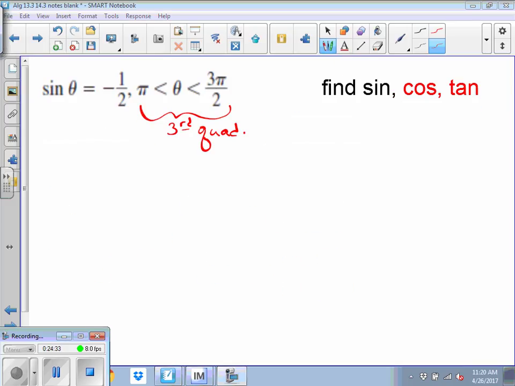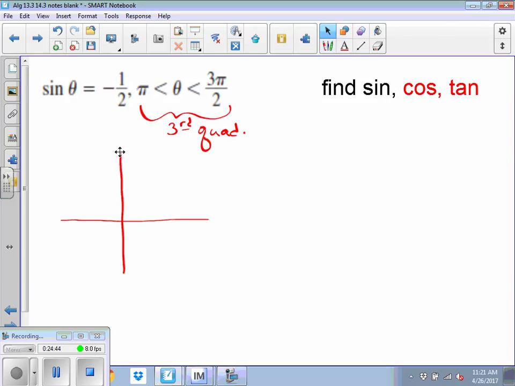So between pi and 3 pi over 2, that's the third quadrant. One, 2, 3, that's down here. So when you draw that right triangle, it's going to look like that. Theta is always at the origin. Sine is what over what? Opposite over hypotenuse. One of those has to be negative. Which one? The opposite, because the hypotenuse can't be negative. The hypotenuse is the same thing as the radius.